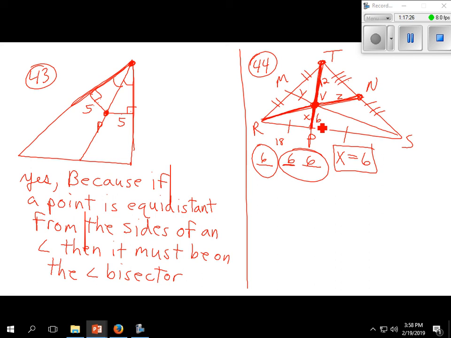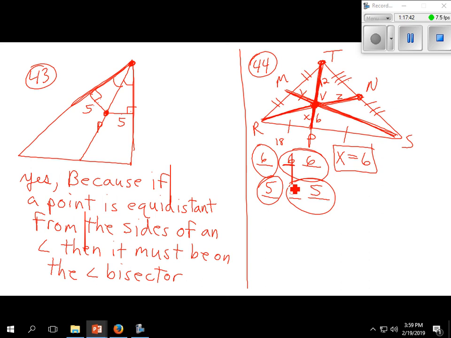Then they tell us MS, that's this one, is 15. So if we take 15 and we split it up into three parts, that'd be a 5, a 5, and a 5. The short part's going to be 5.